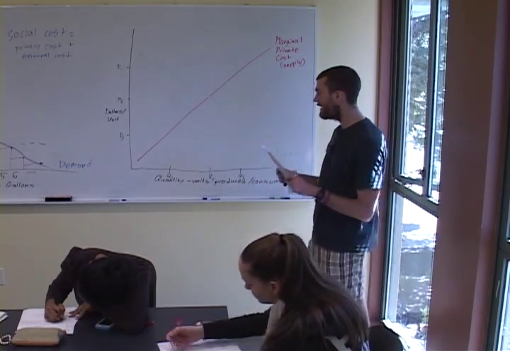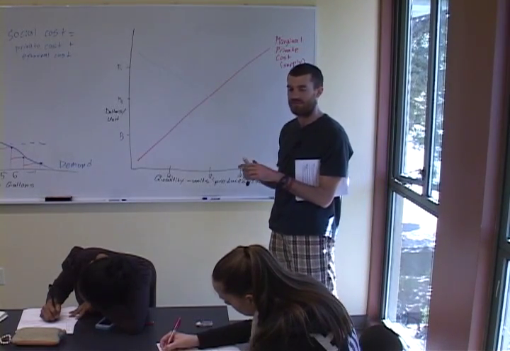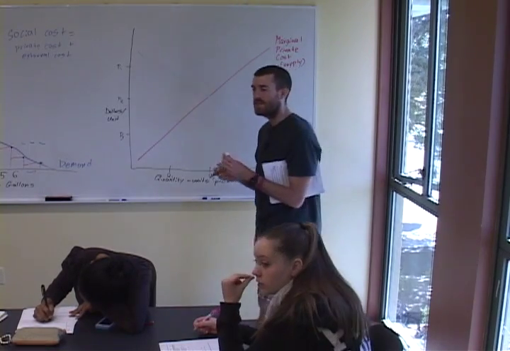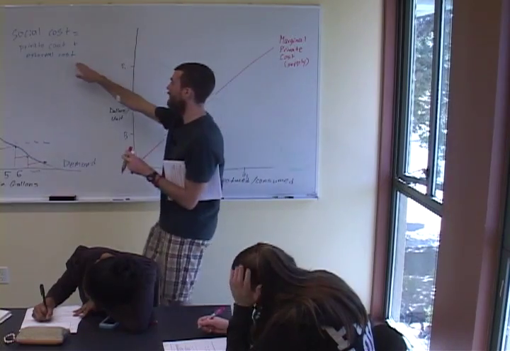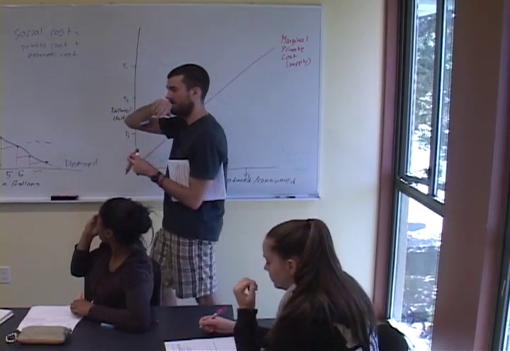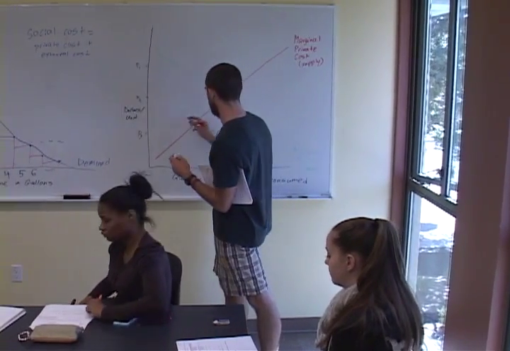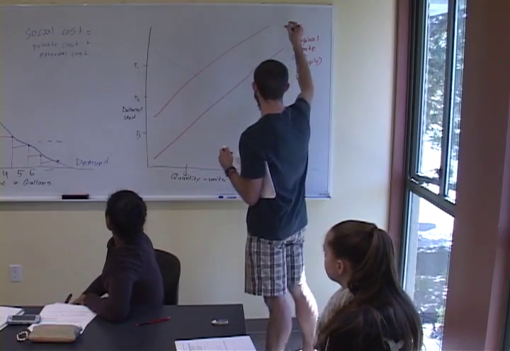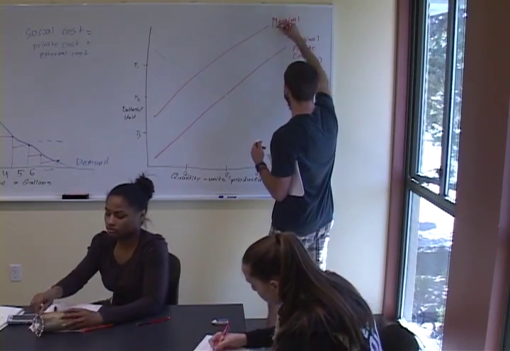Okay, and so if we're including the presence of externalities, what do we add to this graph? Social cost is going to be private cost plus external cost. So yes, we're going to be adding a curve that helps show that we've got an external cost going on here. And this one is going to be the marginal social cost.